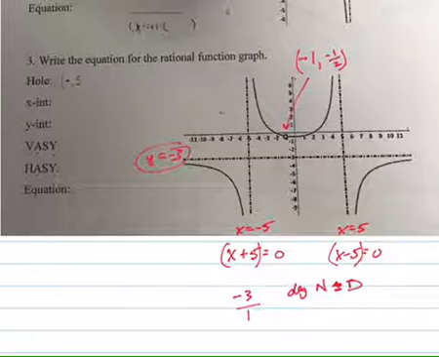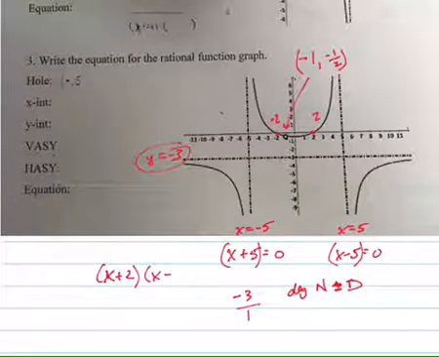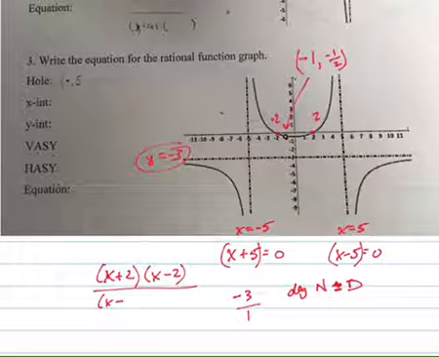We also can see that there's an x-intercept of 2 and another x-intercept of what looks like -2. So that tells me that x plus 2 and x minus 2 are factors of the numerator. So let's start building this. Those are in the numerator. These are in the denominator.